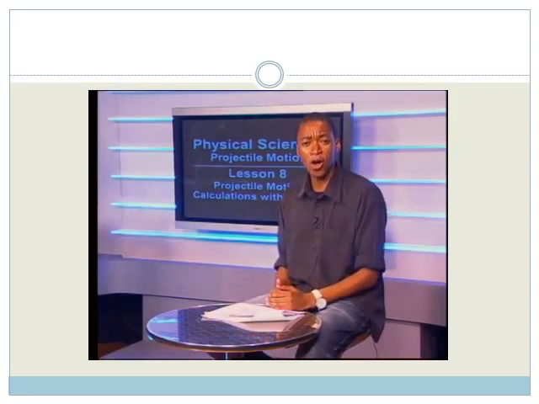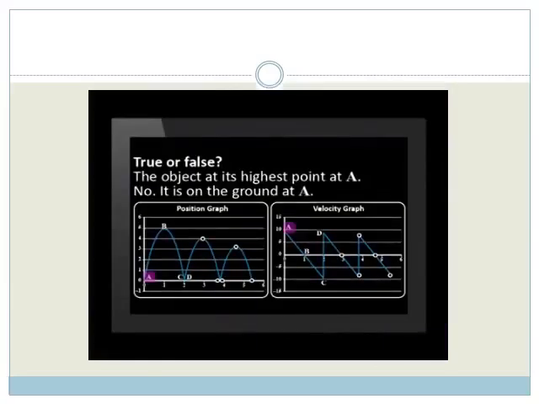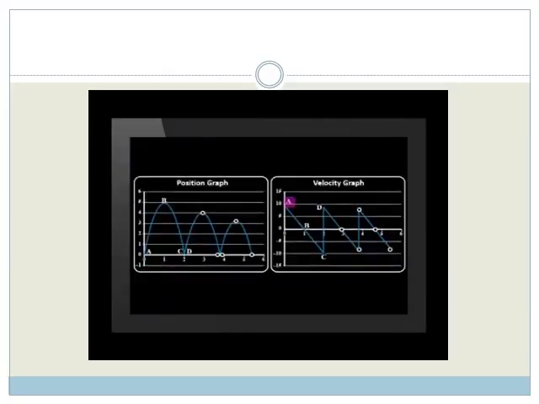Let's discuss the answers. Is the object at its highest point at A? No. It's on the ground at A. The point is high up on the VT graph because the ball is moving quickly upward at this point. Is the object at its highest point at B? Yes. Its velocity is zero here. A projectile has zero velocity at its highest point.